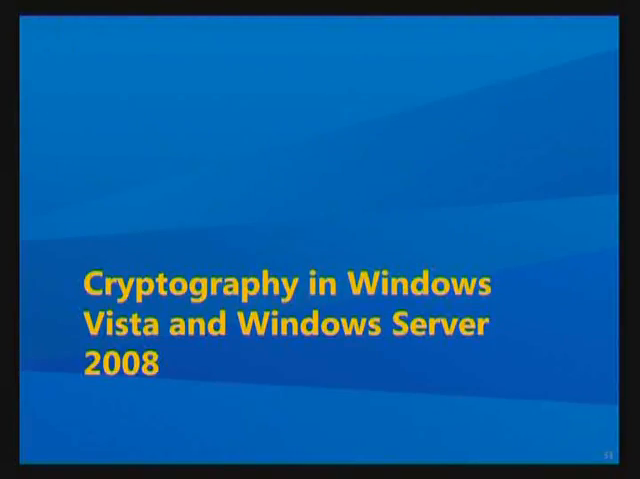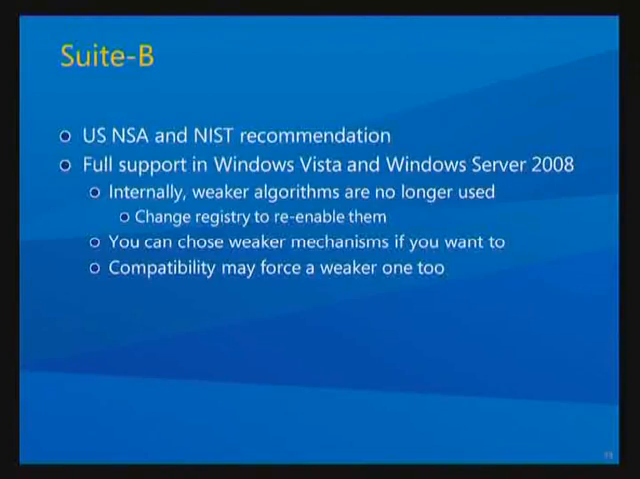What's the cryptography in Windows Vista and Windows 2008 going to do for you that will make your data more secure? Suite B. Suite B is, at the moment, one of the nicest answers to most of the problems I specified earlier, not all. Suite B is the United States National Security Agency's and National Institute of Standards and Technology recommendation, and I'm very pleased to say that Microsoft have been very fast with Suite B. Windows Vista is the first commercially available operating system that fully supports Suite B and has been doing that for a while. Suite B is, of course, at the heart of Windows Server 2008.